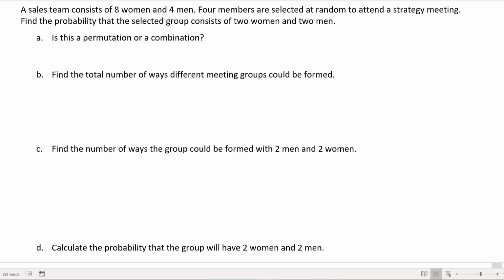A sales team consists of 8 women and 4 men. 4 members are selected at random to attend a strategy meeting. Find the probability that the selected group consists of 2 women and 2 men.